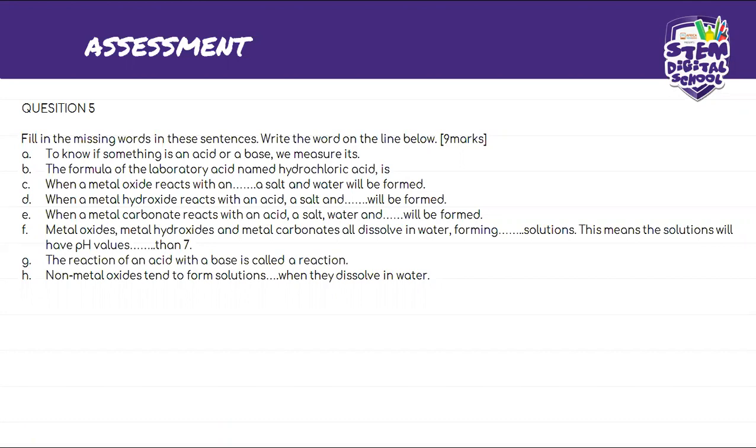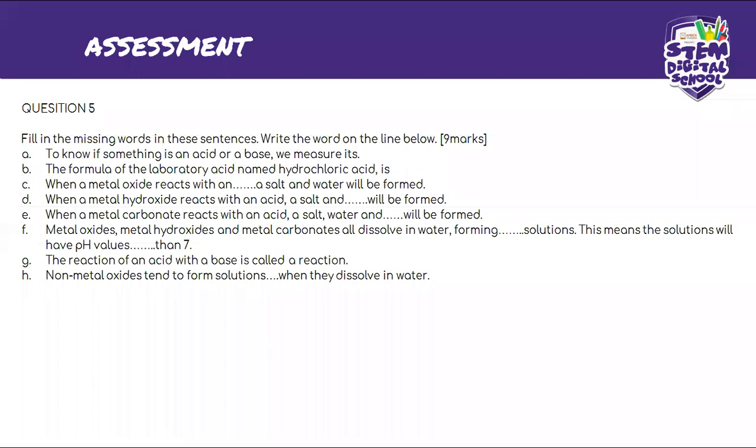To know if something is an acid or a base, we measure its what? The formula of a laboratory acid named hydrochloric acid is, you put in your answer. When a metal oxide reacts with something, a salt and water will be formed. When a metal hydroxide reacts with an acid, a salt and something will be formed. When a metal carbonate reacts with an acid, a salt, water, and something will be formed. Metal oxides, metal hydroxides, and metal carbonates all dissolve in water, forming something solution.